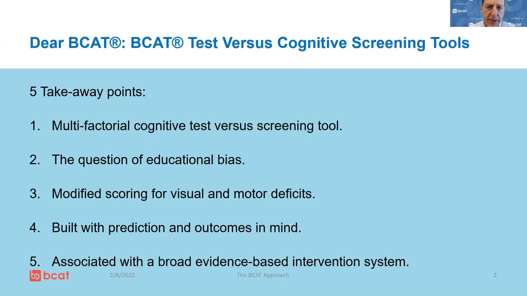The second bias that is hard to get rid of is a racial bias. BCAT does not seem to have a racial bias. And in fact, it's been used increasingly often to be able to identify cognitive differences, perhaps across demographics, including race. Okay, so third takeaway would be the BCAT has a modified scoring system for visual and motor deficits.